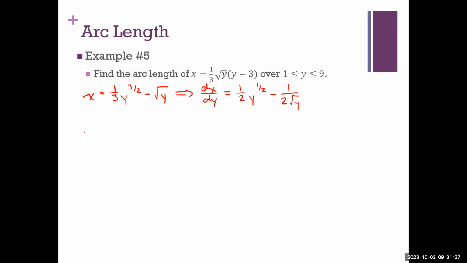Plug it into what? L equals the integral from 1 to 9 of the square root of 1 plus x minus 3, and x prime is all the stuff we just found. I'm going to go back to roots. Radical y. No, 1/2 radical y. That's not what I meant to write.